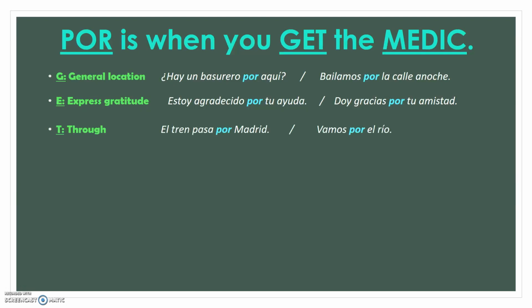Through. T is for through. El tren pasa por Madrid. Vamos por el río. The train passes through Madrid, not to it, like that would be para, but through it. And we go through the river.